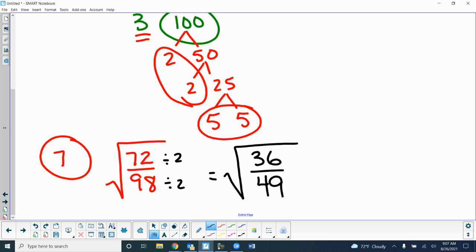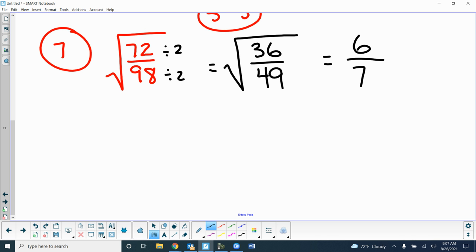So here's where some of you make a mistake. You guys know the square root of 36 is what? 6. And you know the square root of 49 is 7. The radical sign is gone. Some of you kept the radical sign in there. If it's a perfect square, that radical sign is gone. Nothing left over. Okay? So don't put square root of 6/7. It's just 6/7.